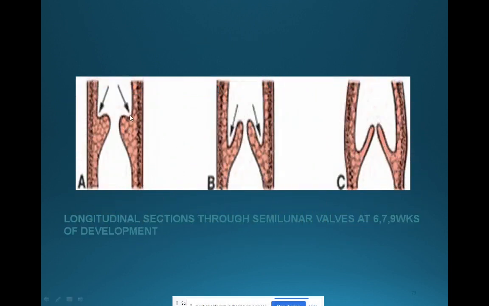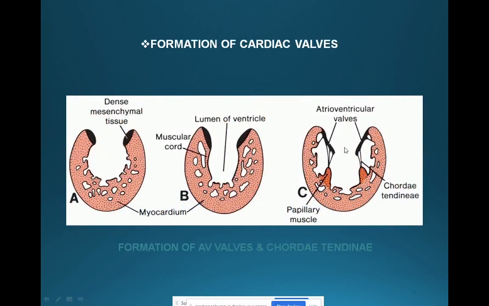In the semilunar valves, there are outpocketings. See, the cardiac valves I am talking about here are the AV valves, the atrioventricular valves, on the right and the left side. On the right side there are three cusps, the tricuspid. On the left side there are two, isn't it? The mitral valve and the tricuspid valve.